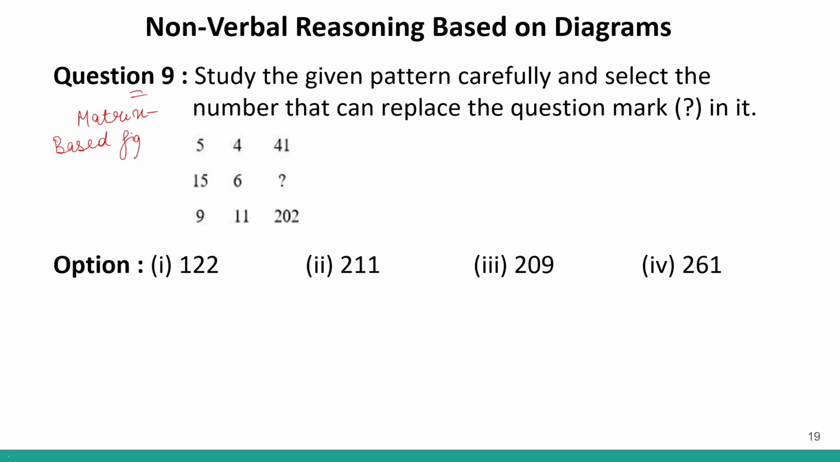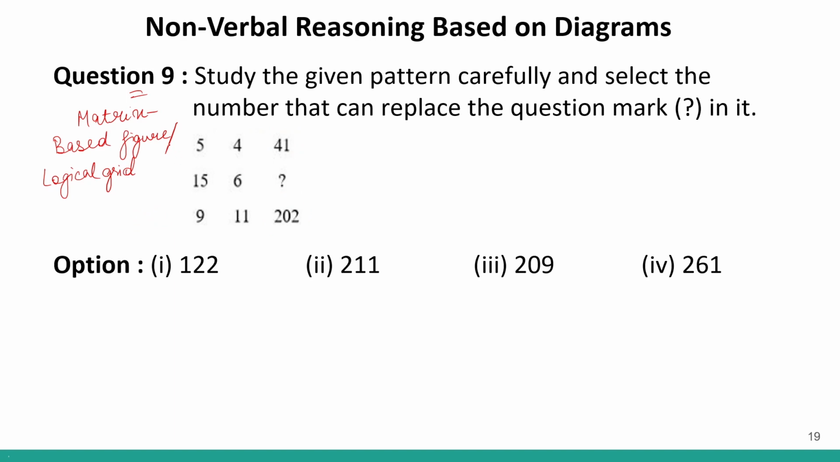Matrix based figure, or you can also call it a logical grid question. Over here we have certain rows and certain columns, and we have to find what operation is being done to find the missing element. When I look at this, I can see these numbers are significantly bigger than the other two numbers in column 1 and column 2. Correct? So I can assume we are solving the logical grid in a horizontal way.